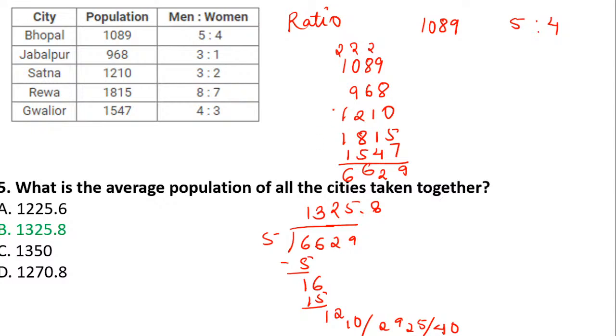Simple. See, here in this question, it was just a little bit of calculation. Otherwise, this question was very simple. Right? Average question. Sum of all the numbers divided by how many numbers you have added.